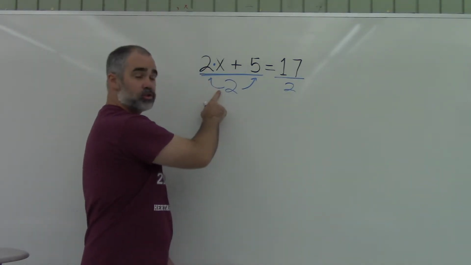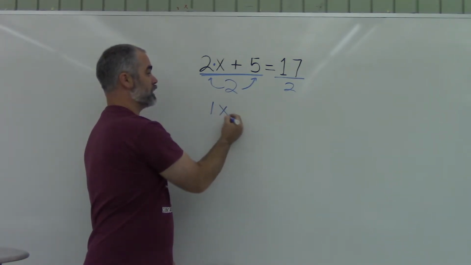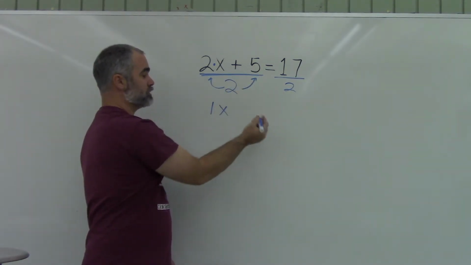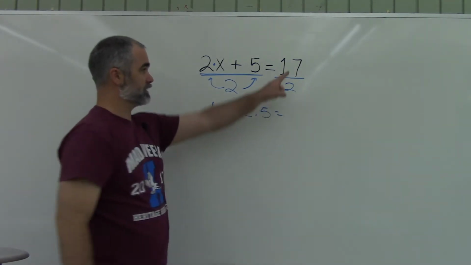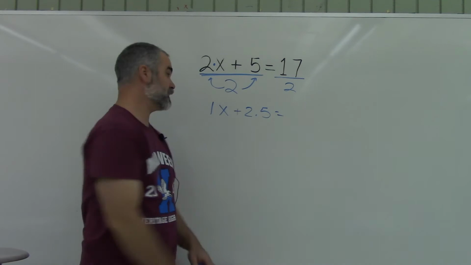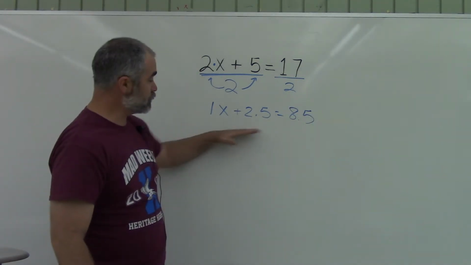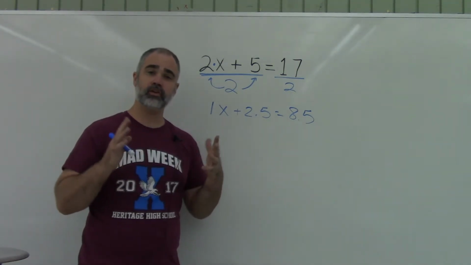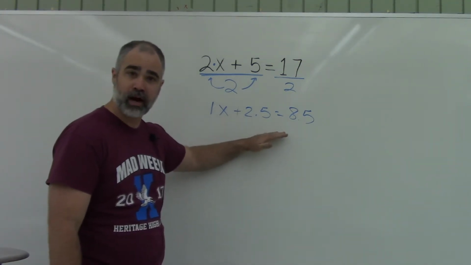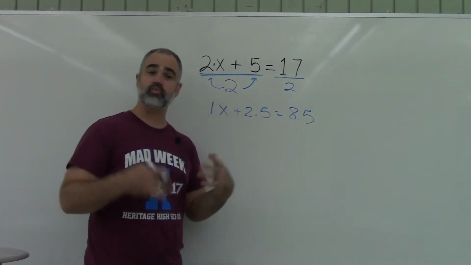2 divided by 2, remember we talked about this in the last video, that's actually just 1. So that's 1x. 5 divided by 2, you might want to write that as 2.5. 17 divided by 2 is 8.5. So now we have a new problem. It's got some ugly decimals in it. And you can treat this like a brand new problem. I've rewritten the whole thing, everything that's left, and I'm just going to redo the problem.